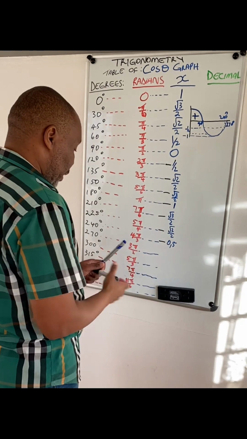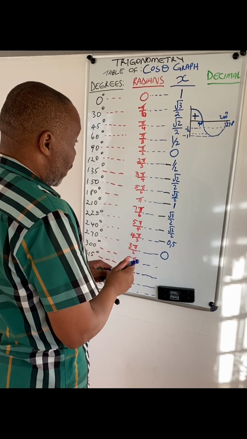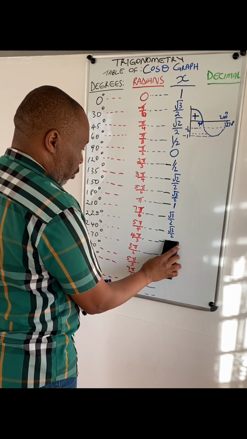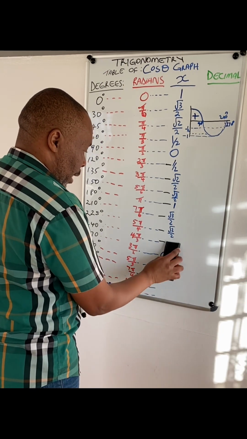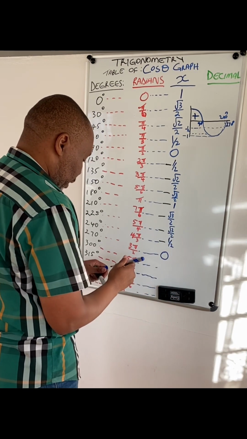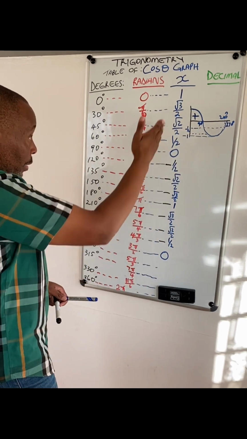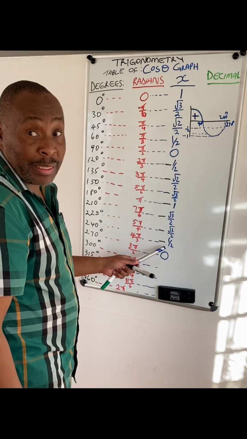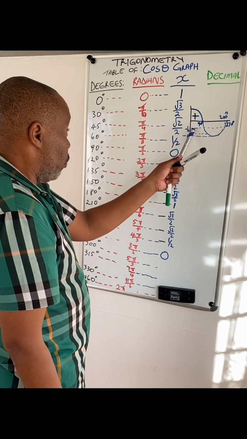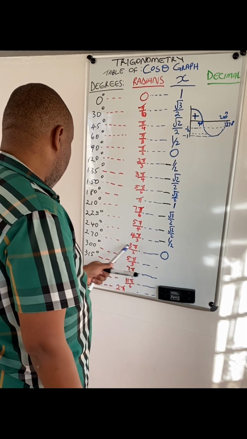At 270, it is 0. Let me not use the 0.5. I don't know why I'm using 0.5 because I'm not using decimals. It's supposed to be -1/2. It is indeed the same thing, but since I'm not doing decimals on the others, I shouldn't do a decimal here too. So it's -1/2 at 240 degrees, and at 270 it's 0.